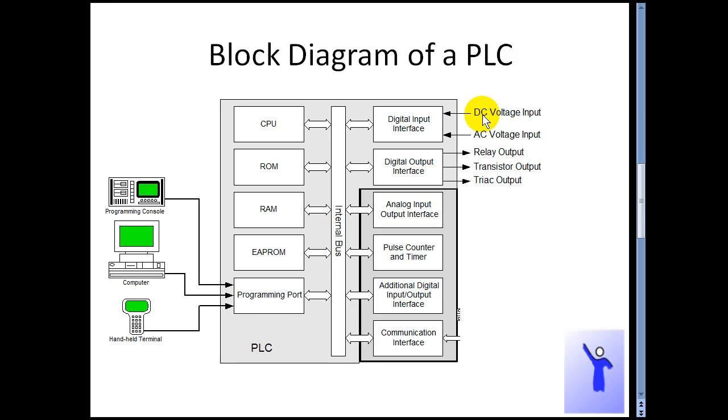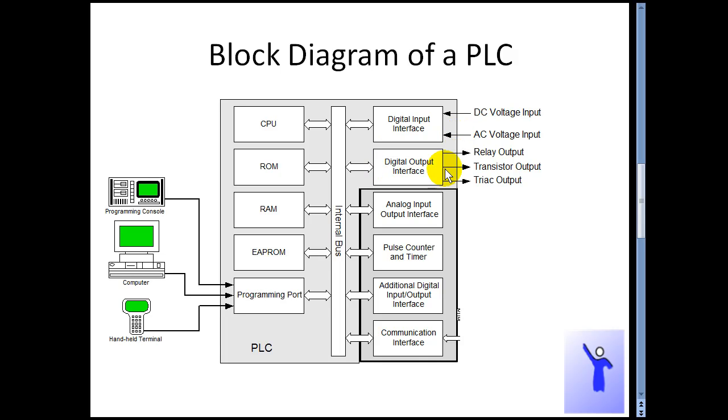For example, let us say 24 volt DC. If the 24 volt DC is present, the input is considered turned on. If the 24 volt DC is not present, the input is considered turned off. The AC voltage input is also very much the same. You can probably connect a 230 volt input, and if the 230 volt input is given, it is considered on, that is high, that is 1, or if it's not present, it's considered 0.